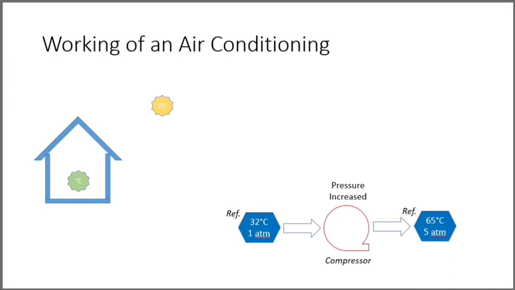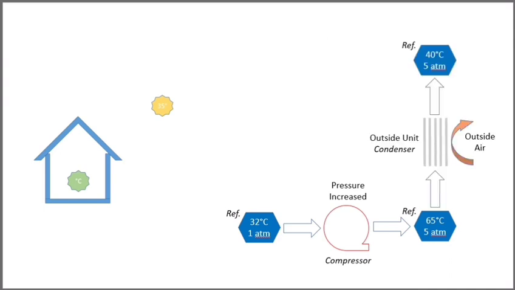Our outside air temperature could be up to 50 degrees Celsius. But after the compression, the temperature of the refrigerant will be in the range of 60 to 80 degrees Celsius. In this case, I have assumed the temperature to be 65 degrees Celsius. Now, the refrigerant is at 65 degrees Celsius and it flows towards the outside unit called condenser.